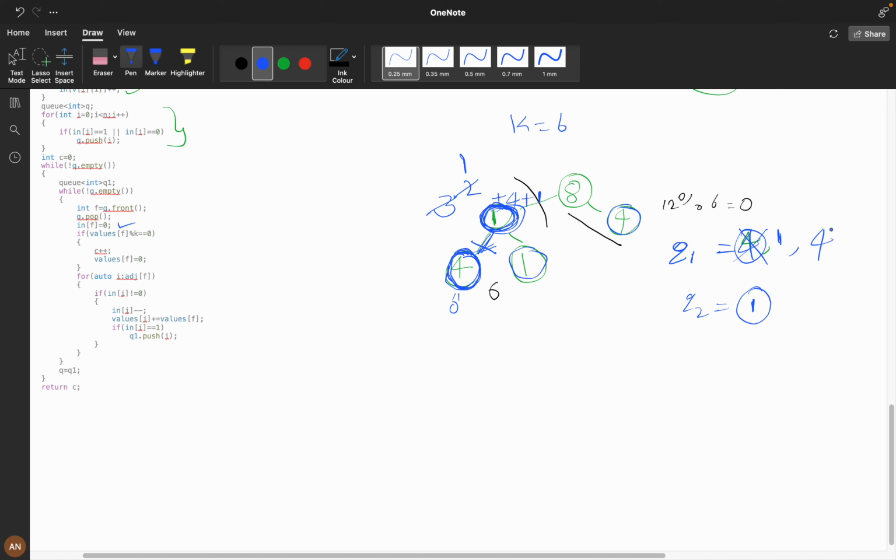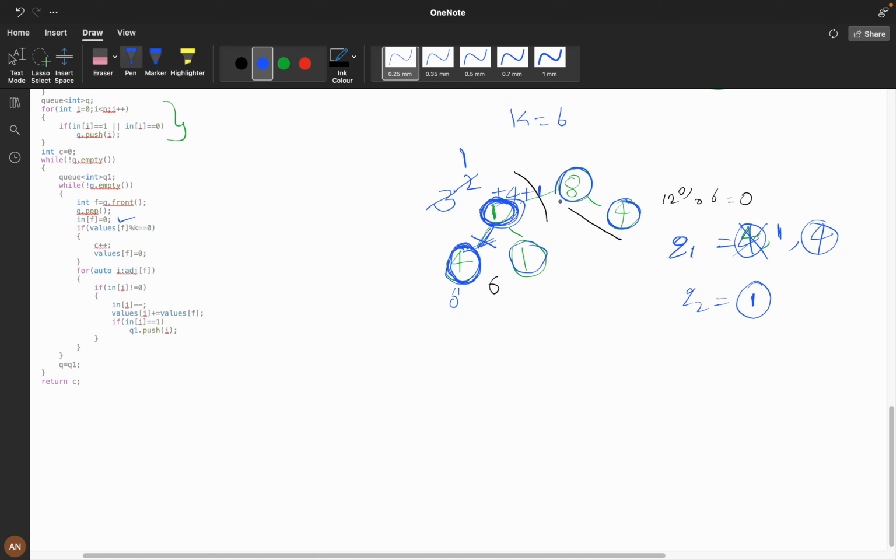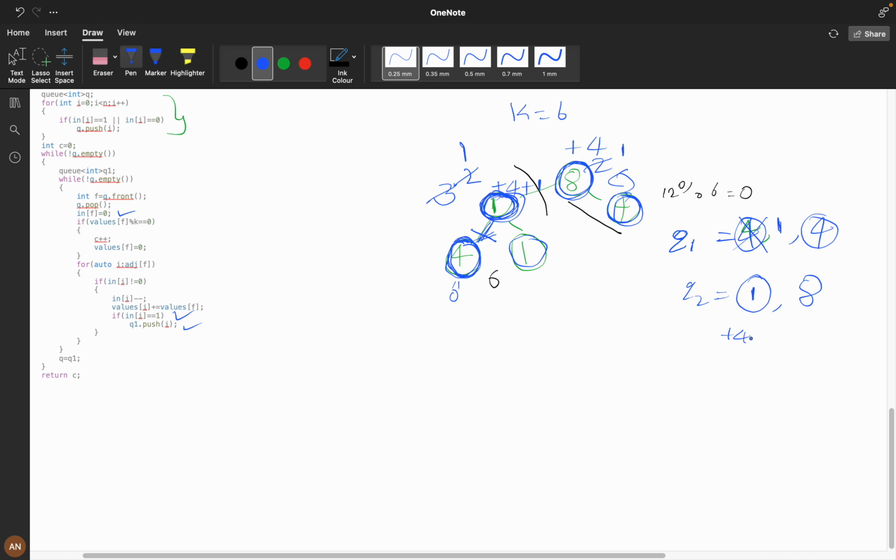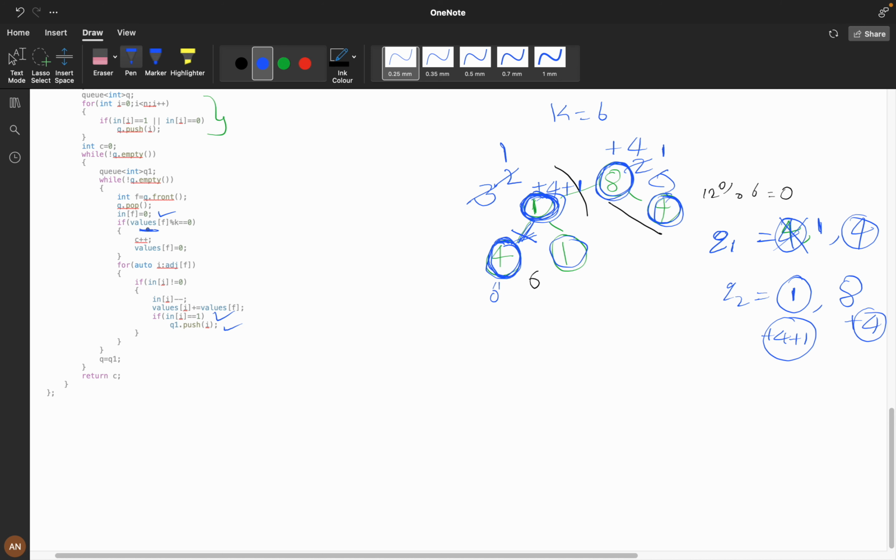Now my 4 is left. Now is 4 divisible by k? No, right? So we will decrease the in degree of its parent. Right now this in degree is 2. We will make it 1, and we will add 4 to this. Here we added plus 4, and this in degree is 1. If it is 1, I am adding. Now I got 8. For 8 we have added 4 plus 1. So if we check whether the value mod k is equal to 0, for this it will be 1 and this will be 1. So my final answer would be 2.